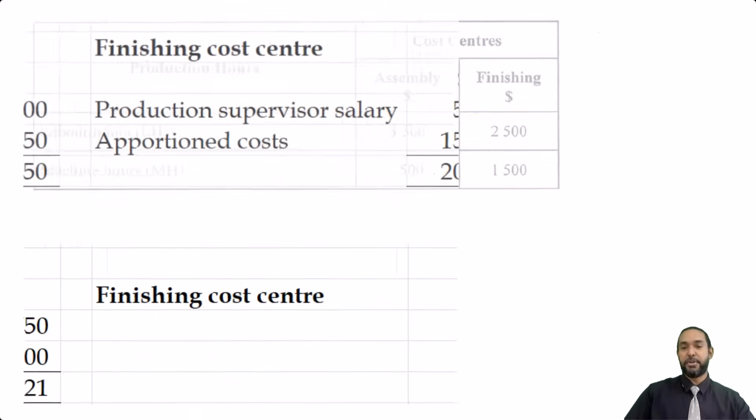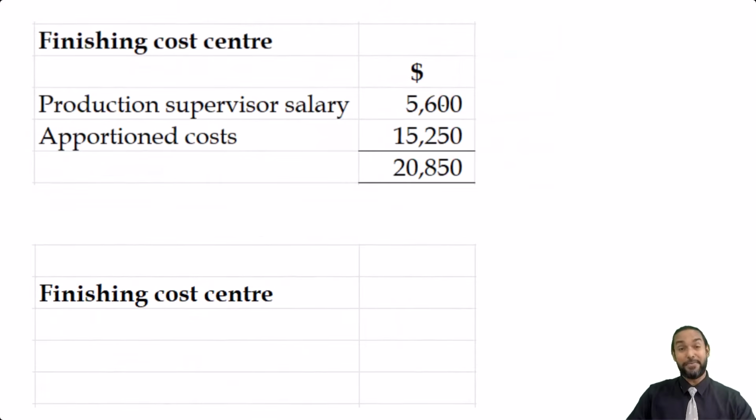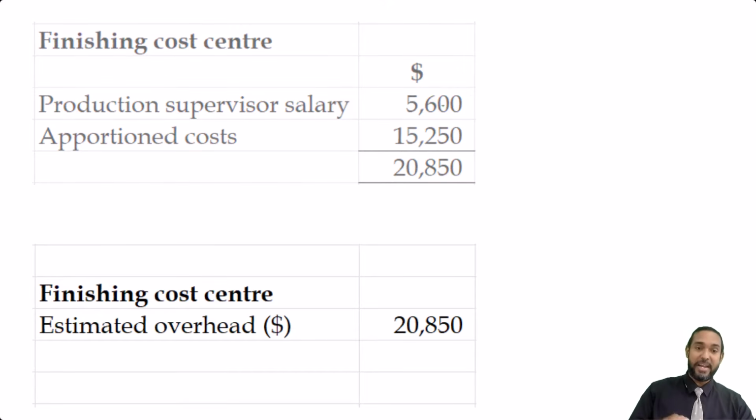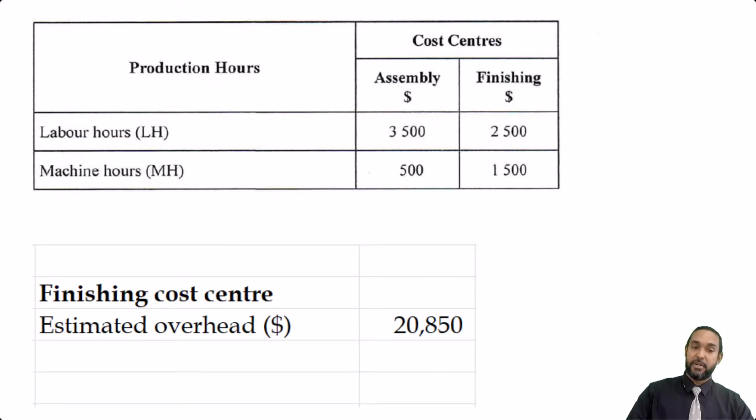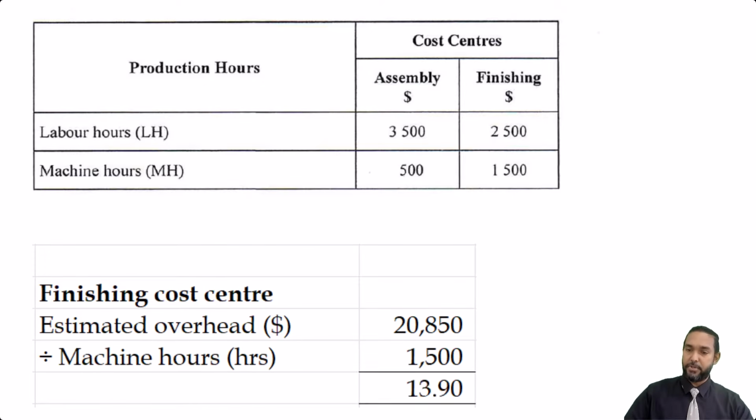But for the finishing cost center, we're going to use the 20,850 that we found out as total overheads in part A. We're going to divide that by the machine hours, because apparently the finishing cost center is a machine hour intensive basis as opposed to capital intensive. Again, I apologize. That's just 1,500, so we're going to divide by 1,500 and get 13.90. All right, cool. That's it for part B to the question. Let's check out part C.